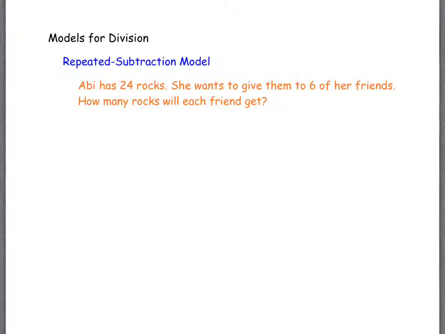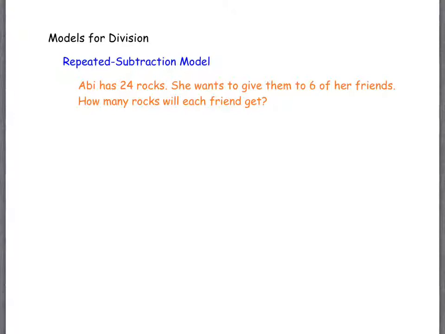So imagine you actually had 24 rocks in your hand. And you don't know exactly how many rocks each of the kids' friends get, but you've got 6 people sitting in front of you. Well, what you do is you give 1 to each, and everybody gets 1, and then you look at how many you have left. Can you picture doing that?